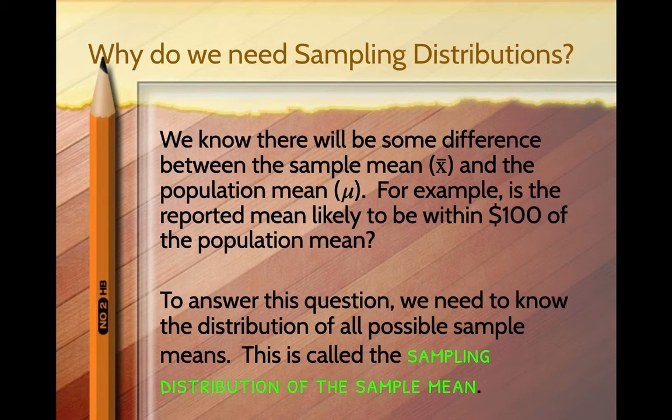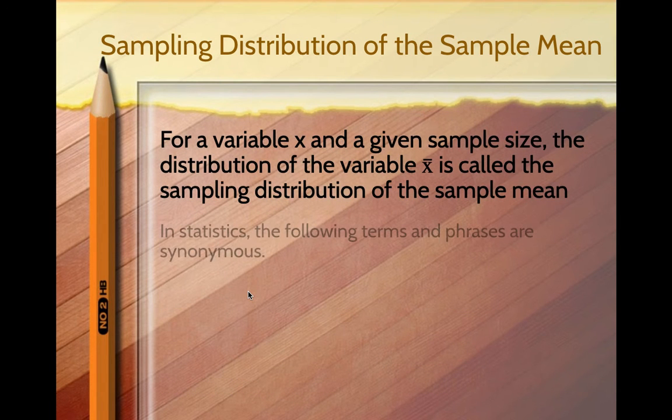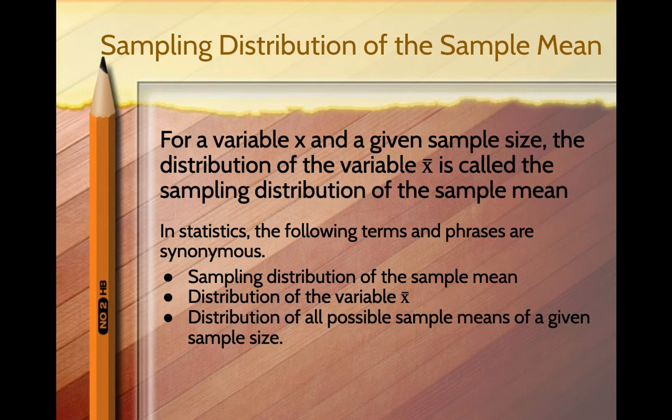To answer this question, we're going to look at the distribution of the means of all the possible samples we can take. We call this the sampling distribution of the sample mean. I know that's a mouthful. We sometimes call this the distribution of the variable x bar, which is the quickest way to talk about this: the distribution of all possible sample means of a given sample size.